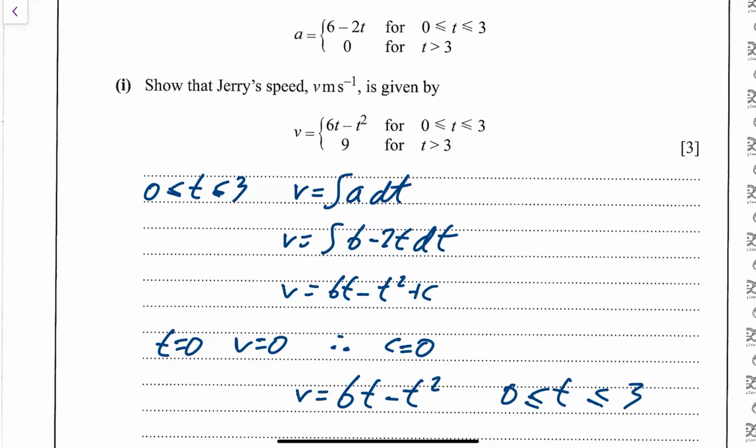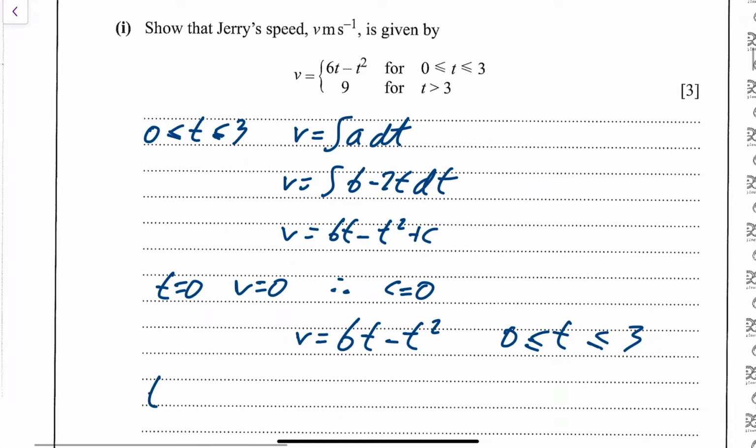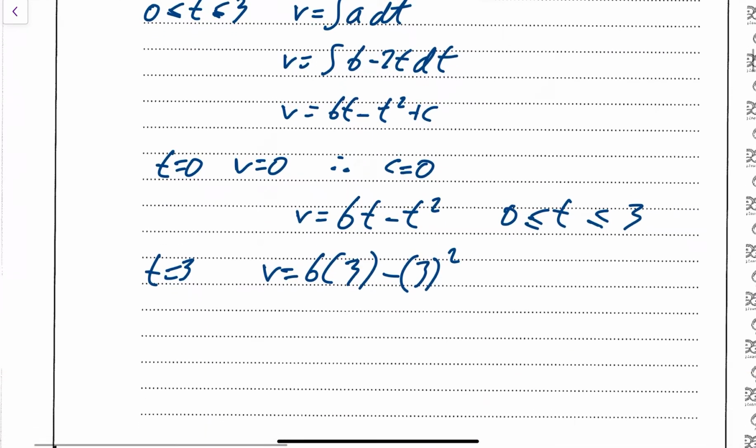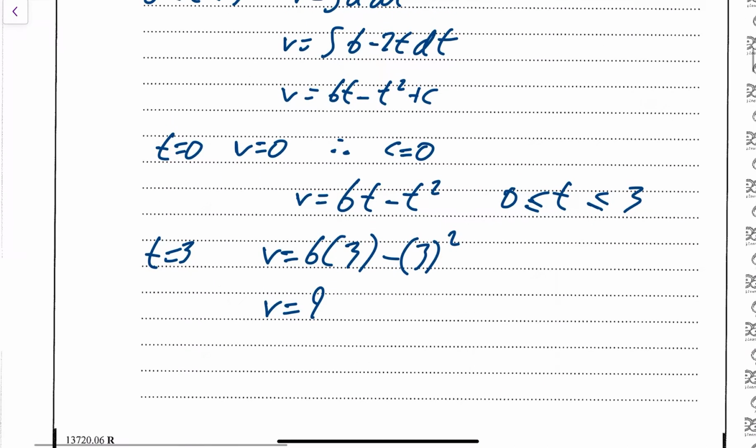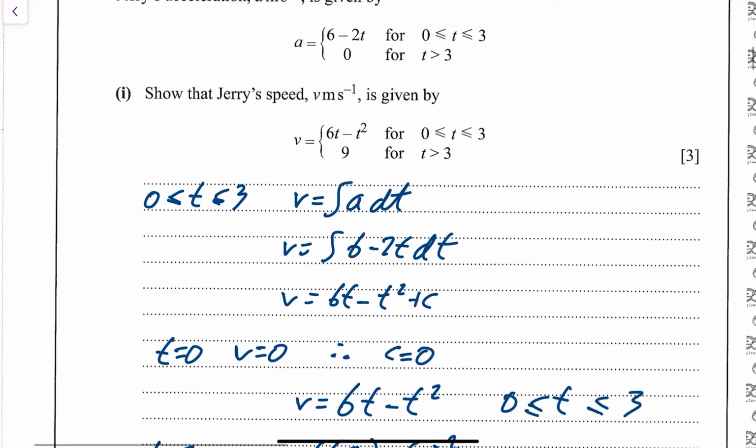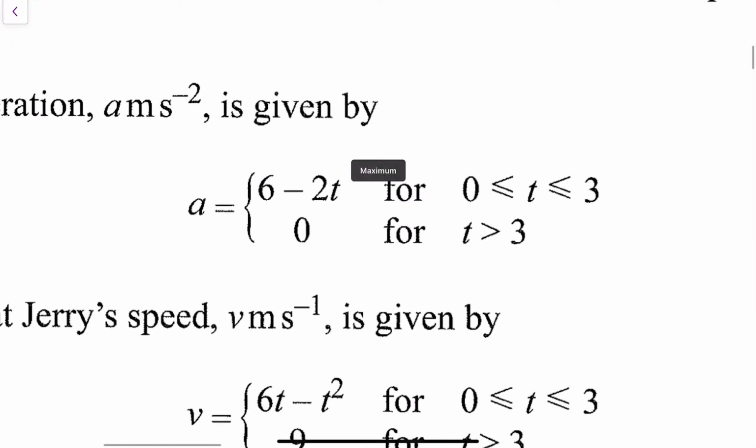Okay, and then when t is equal to 3, let's find out what the speed is. So when t equals 3, v equals 6 times 3 minus 3 squared. And if you did that out, you're going to get v is equal to 9. And what happens at t equals 3? At t equals 3, a is equal to 0.